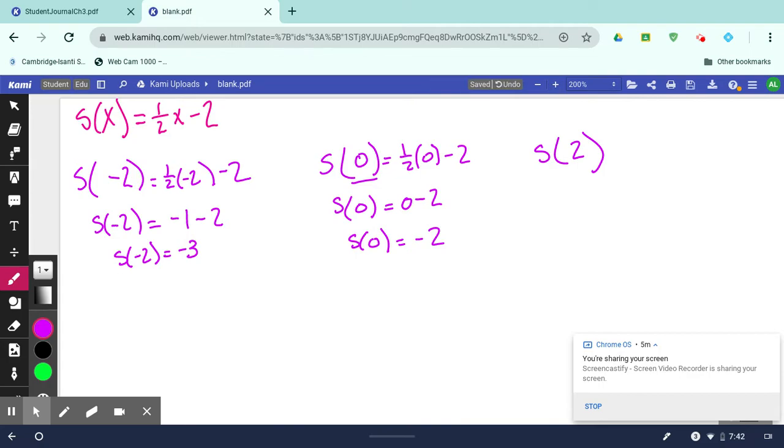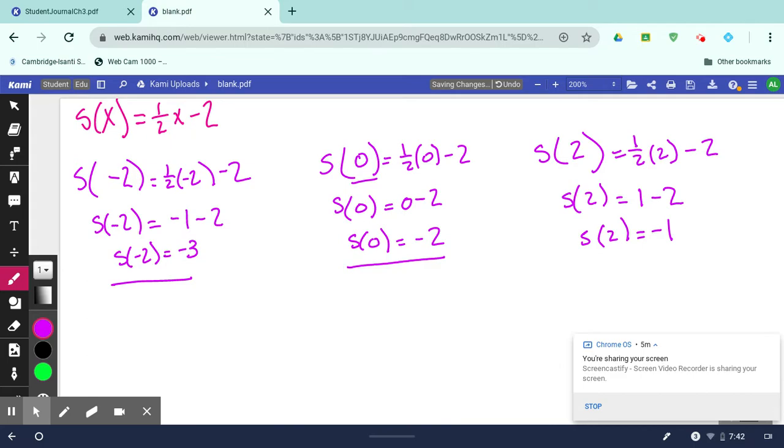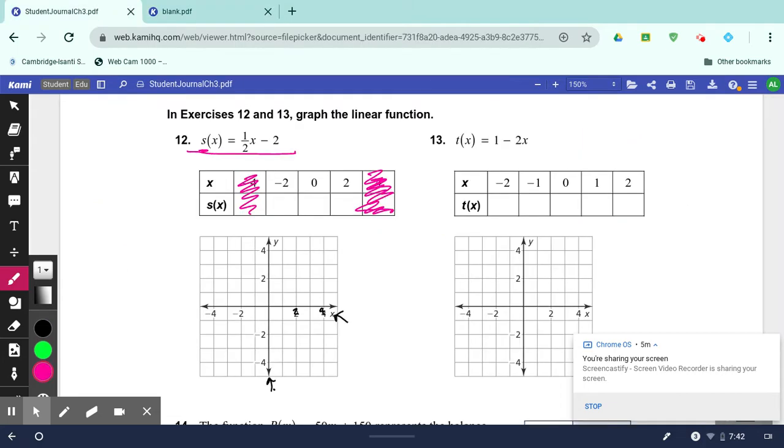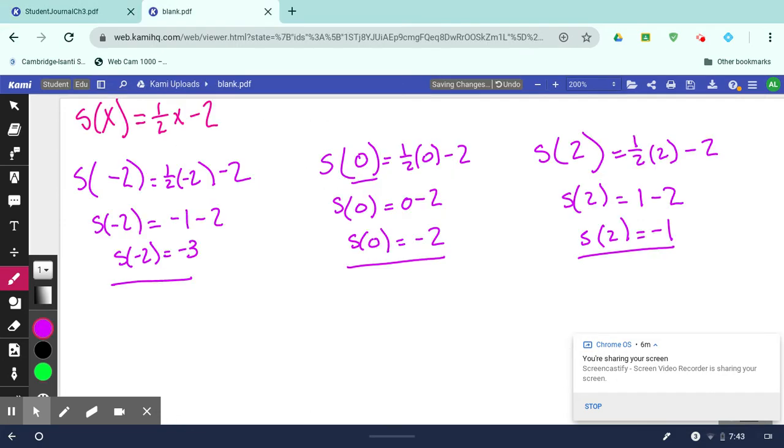Over here, s of 2, same thing, 1/2 times x, which is now 1/2 times 2, minus 2. 1/2 times 2 I get 1, minus 2, which is -1. So when I plug in -2, I get -3. When I plug in 0, I get -2. And when I plug in 2, I get -1. So let's plug that into our little table over here. It was -3, -2, and -1.